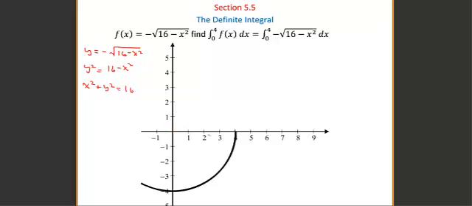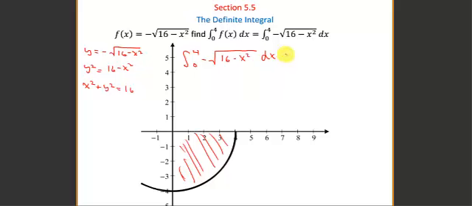And so what we have here is a quarter of this circle, and we're below the x-axis. So this integral from 0 to 4 of negative the square root of 16 minus x squared with respect to x is going to be this area. But because it's below the x-axis, remember that the definite integral is going to treat it as a negative value. So let's think about this.